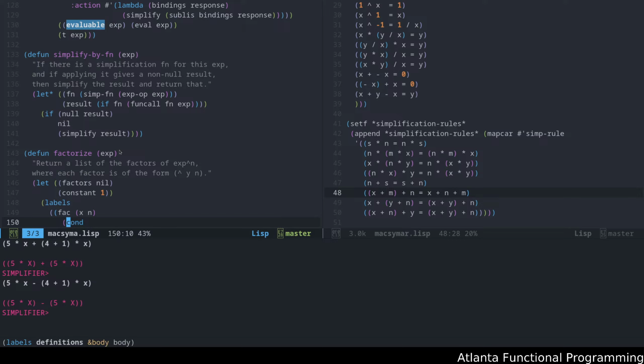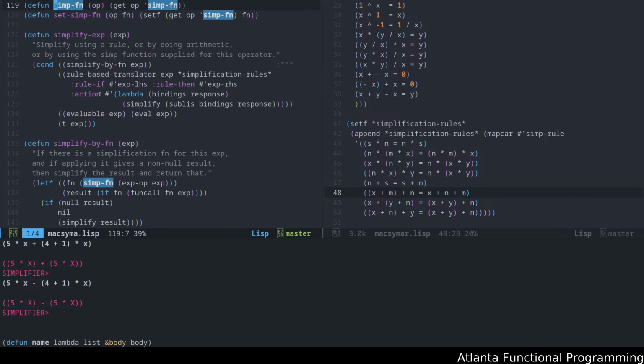Simplify by function is nothing more than the same idea, but it's dealing with the other aspect of the Maxima, which is the symbolic piece. And what that's doing is leveraging, well, let's first go through the simp function first, which is taking the operator and grabbing the underlying simplification function for that operator.